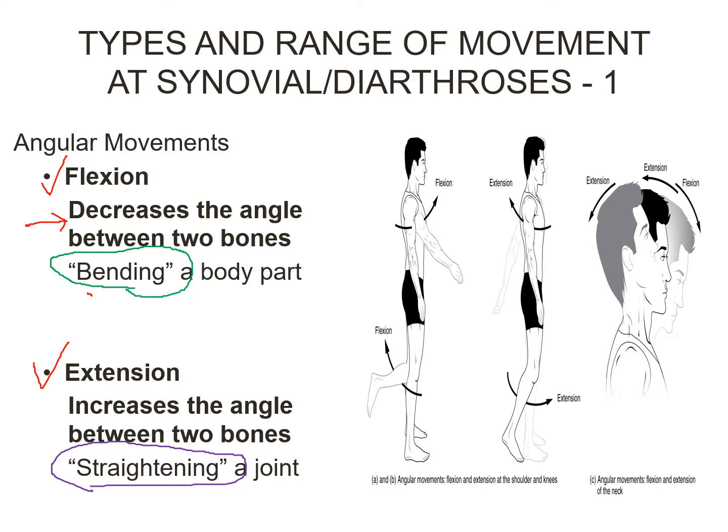So flexion is bending, extension is straightening or locking out. And you can see the picture on the right, the different examples. You can see flexion here with the knee. You're bending the knee, so this calcaneus, your heel, is going towards your glutes. And then extension would be where your knee is straight, locked.